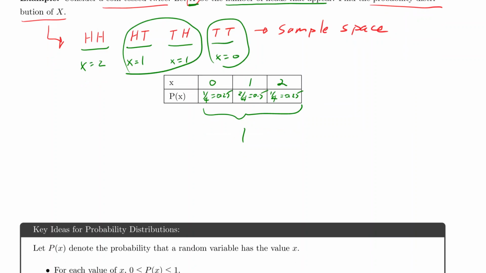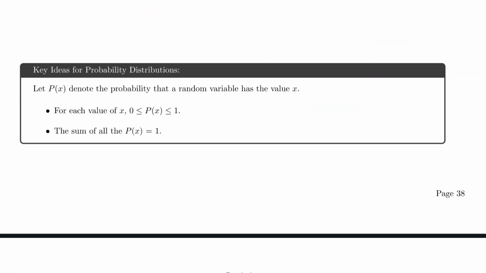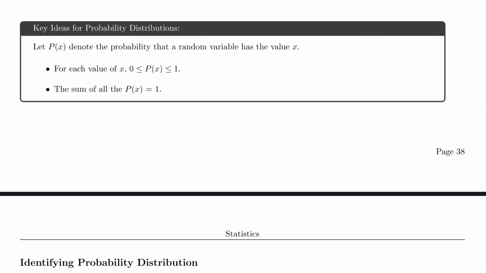Okay. So key ideas for probability distribution. Let P(x) denote the probability that a random variable has the value of x. So x can be, as we saw earlier, 0, 1, 2, 3, and so forth. And for each value of x, each probability is between 0 and 1. It could be 0, it could be 1, but it has to be between 0 and 1, inclusive. And of course, the sum of all the probabilities should be equal to 1.